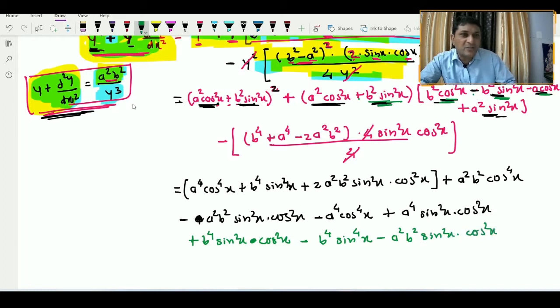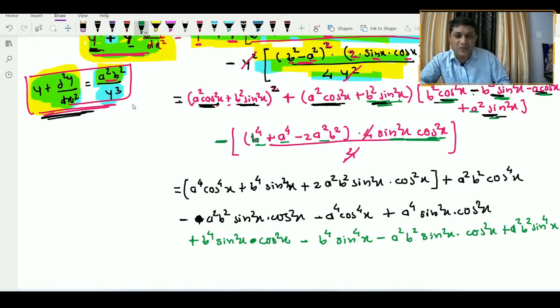Now multiply to the last term. So let us see what we will get here. a square b square sin square x into sin square x is sin x raised to power 4, means a square b square sin x raised to power 4. Now here 3 terms are there, 1, 2, 3, and to all these terms I am multiplying by sin square x into cos square x, and parallelly by minus also.